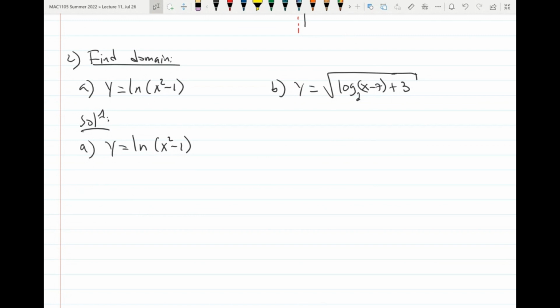So we have to be careful. Again, what can go wrong here if we're finding the domain is that the stuff inside can be less than or equal to 0. So let's make sure that that doesn't happen. In other words, we need x squared minus 1 greater than 0. So now the question is, how do we solve this? You just had an exam that you have to deal with this. How do we do polynomial inequalities? This is a polynomial now. How do we do polynomial inequalities?